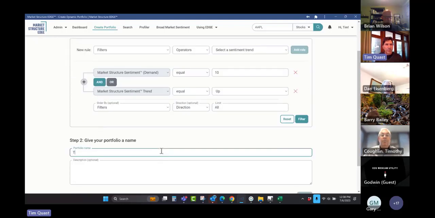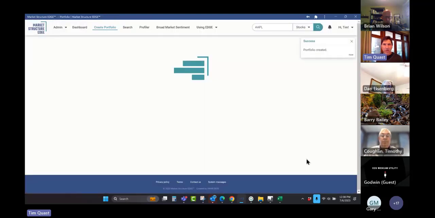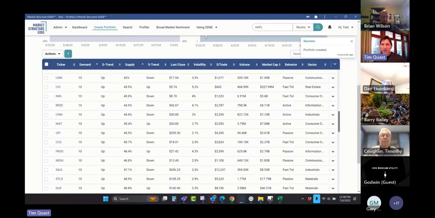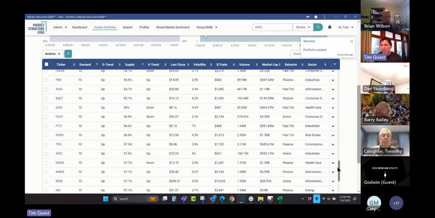Now you got a momentum portfolio. And we go over here and hit create. Now you have a portfolio that will find that stuff for you every day. And this portfolio has 100 stocks in it, I believe. Let's go down to the bottom.